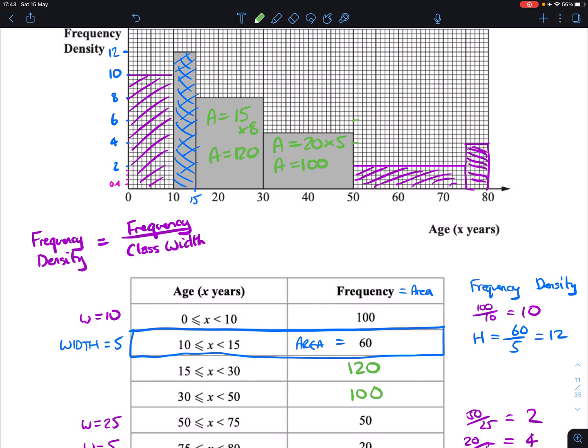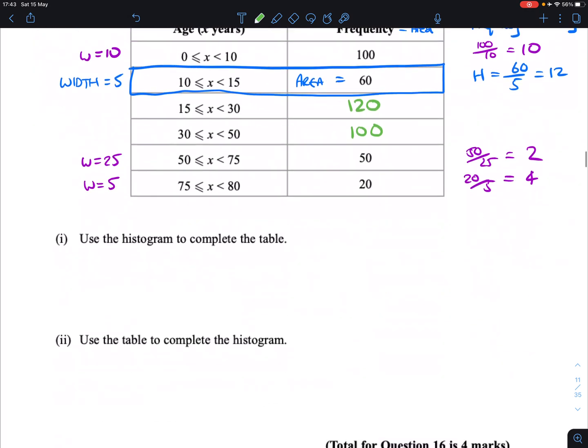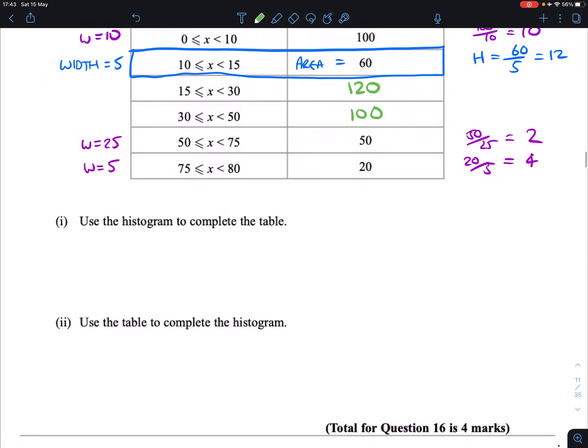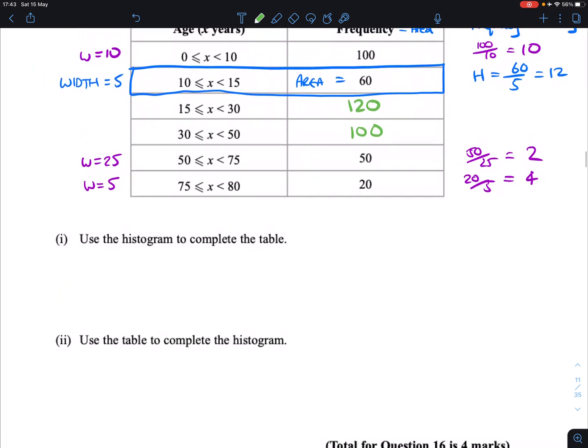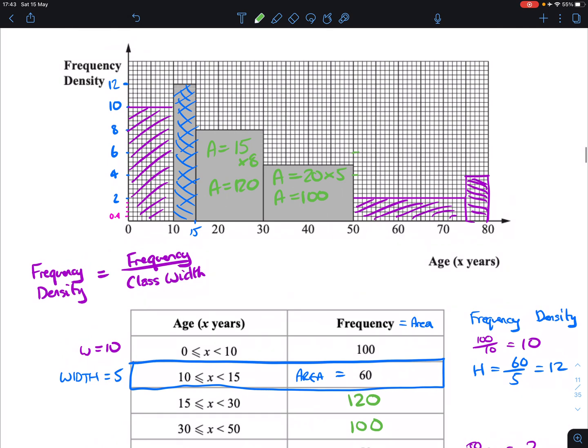And that's us. We have a complete histogram. We have a complete table. That's part 1 done. Part 2. Oh no, part 1 is use the histogram to complete the table. Part 2, use the table to complete the histogram. Doesn't matter which order you do it in. I kind of did them in tandem there. But yeah, that's it.